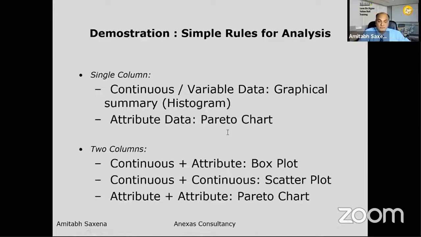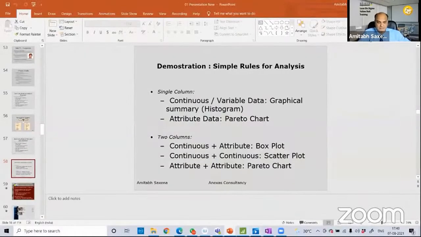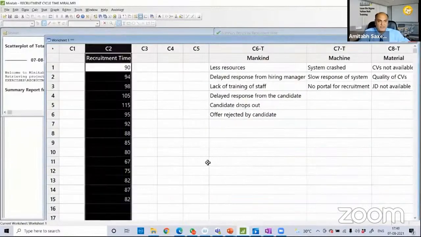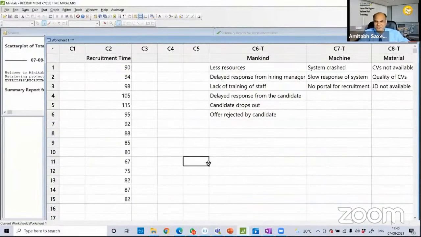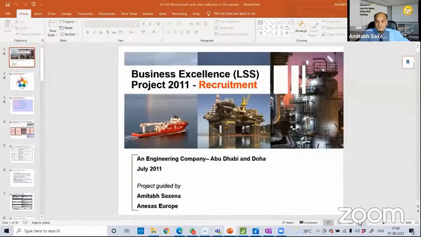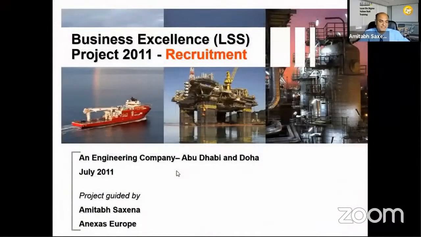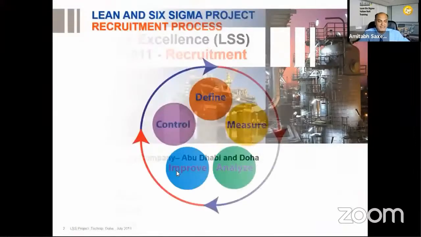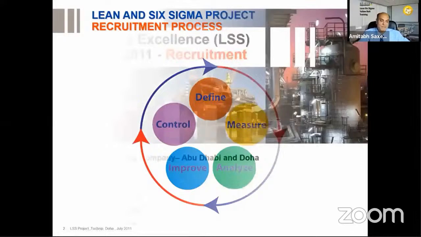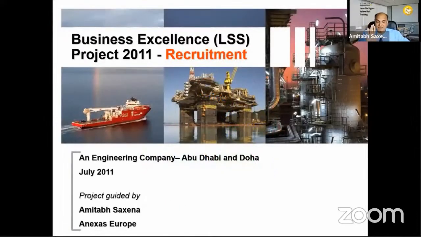So let me show you what I mean by this. Recruitment cycle time is high. Before I show you the analysis part, let me show you the project also. This is the company. Exactly 10 years ago, it is dated July 2011, almost 2021 it is. These are real companies, real projects.